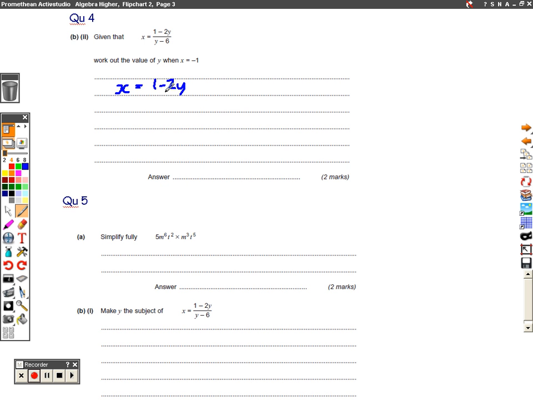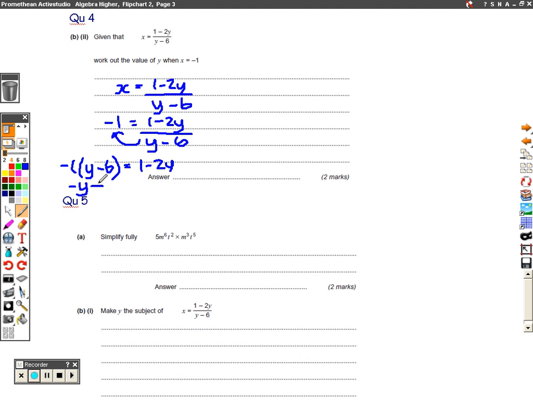So x minus 1 is equal to 1 minus 2y, all divided by y minus 6. Bring your bottom line across, which is going to become multiply. So you're going to have minus 1 multiplied by y minus 6 is equal to 1 minus 2y, and then expand your bracket. That's going to give us minus y plus 6 is equal to 1 minus 2y.